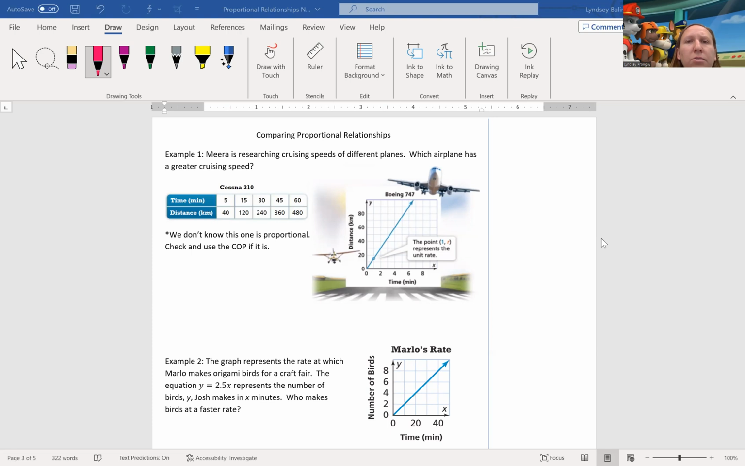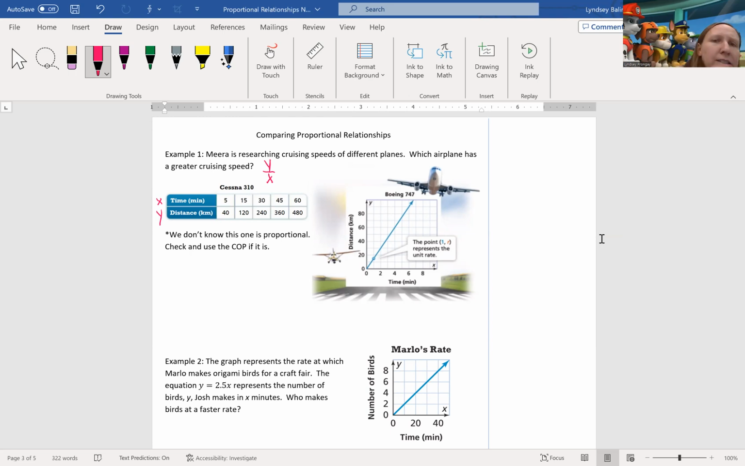Mira is researching cruising speeds of different planes. Which airplane has a greater cruising speed? Now, I do want to point out that when we talked about our tables, our equations, and our graphs, we said to take y over x. So if we look at our table here, it doesn't have x's and y's. We can usually assume that the first one is going to be x and the second one is going to be y.